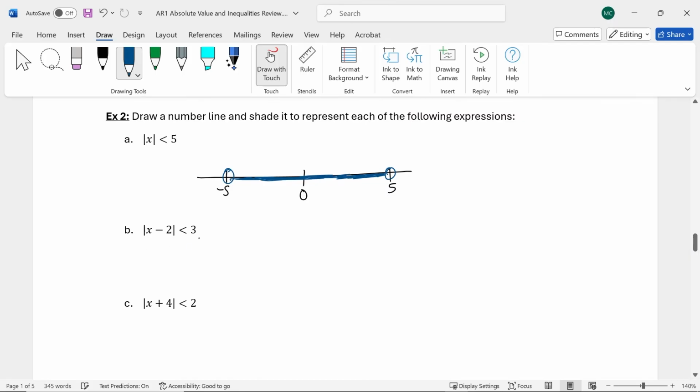Now we've got the absolute value of x minus 2 is less than 3. So here, we're looking at the distance from x to 2. And if I go 3 towards the right, that puts me at 5. And 3 towards the left puts me at negative 1. And so this interval should look like this.